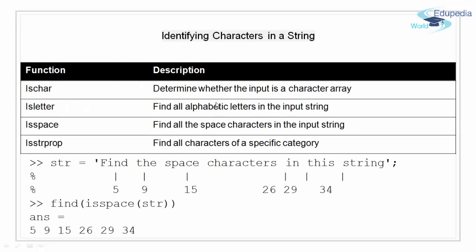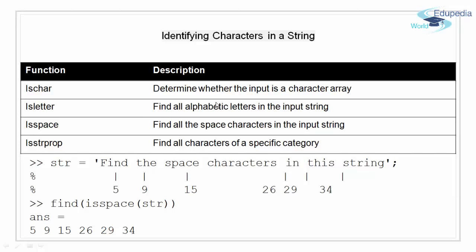Identifying characters in a string. Matlab provides us with some functions that help us identify what kind of characters or what kind of alphanumerics have been used in the string. So we have ischar that determines whether the input is a character array or not. We have isletter that finds all the alphabetical letters in the input string. Then we have isspace that finds all the spaces in the input string. Then we have isstrprop, which finds all the characters of a specific category.